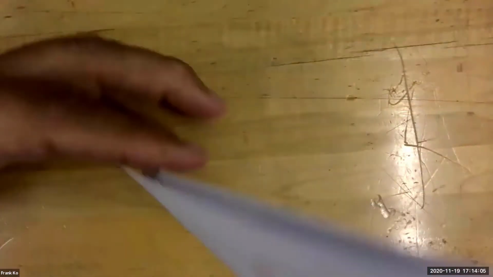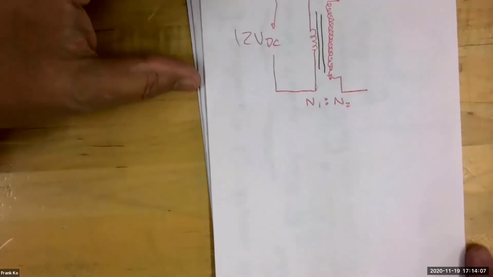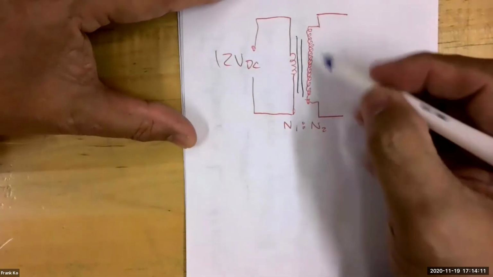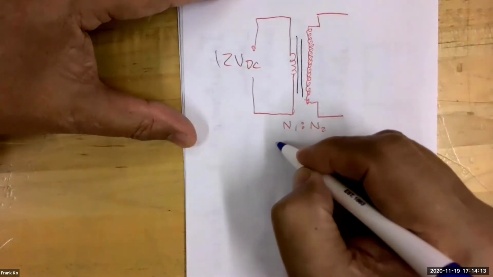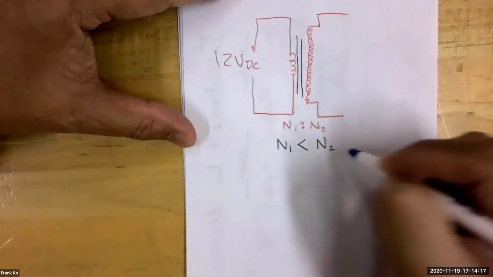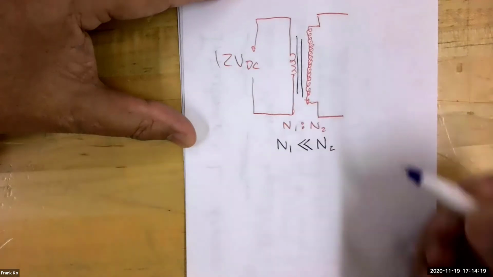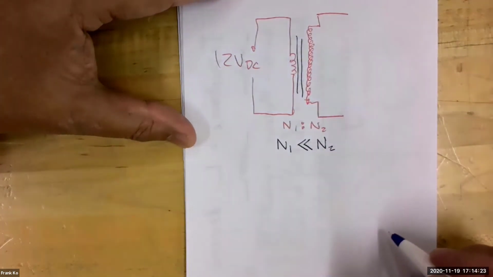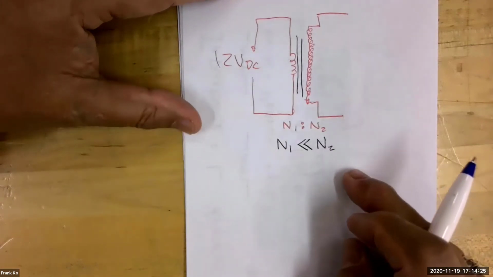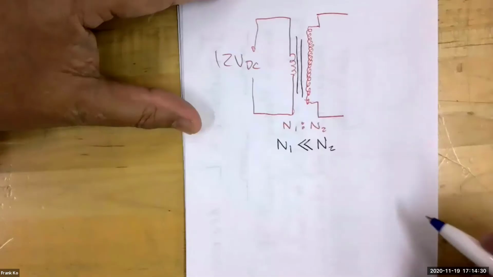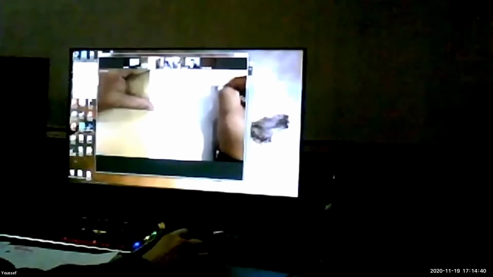Well, here I've drawn this so that, not telling you what the N1, N2 is, but I'm simply showing you I've got a heck of a lot more turns here. So guess what? Can we say that N1 is less than N2? Perhaps I do this, double chevron. That means it is much less than N2. So if it's much less than N2, is my voltage going to be stepping up or stepping down? The voltage is stepping up.